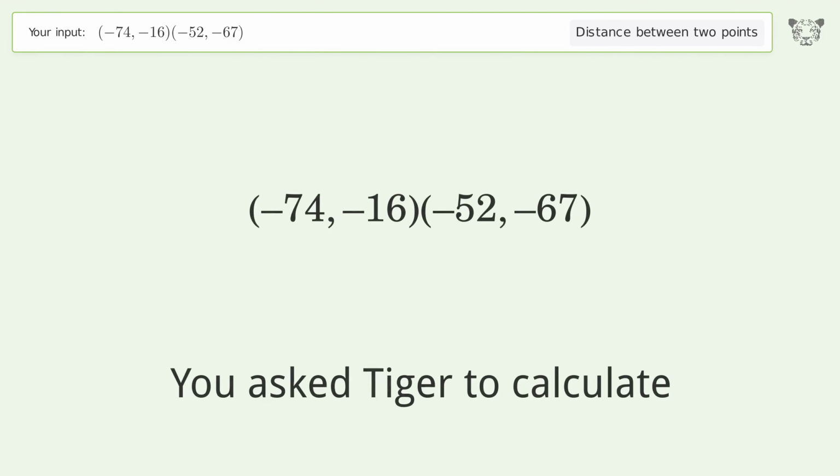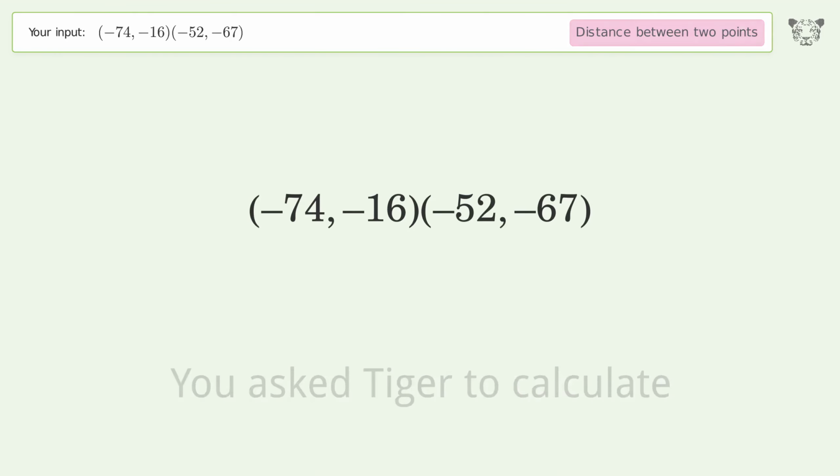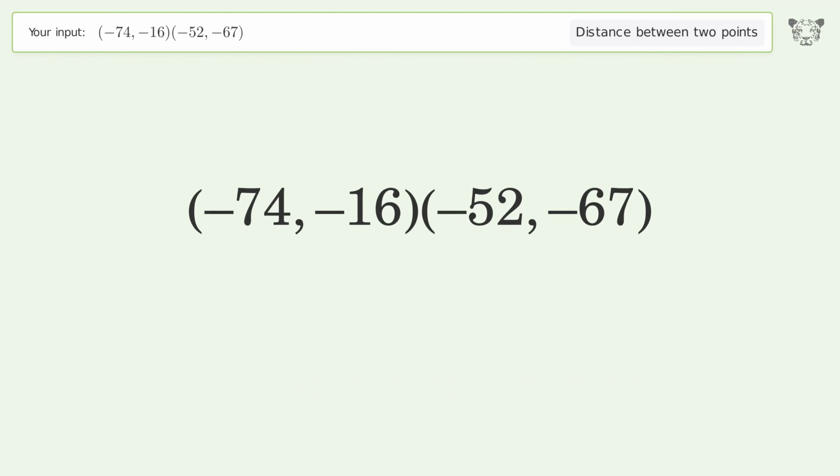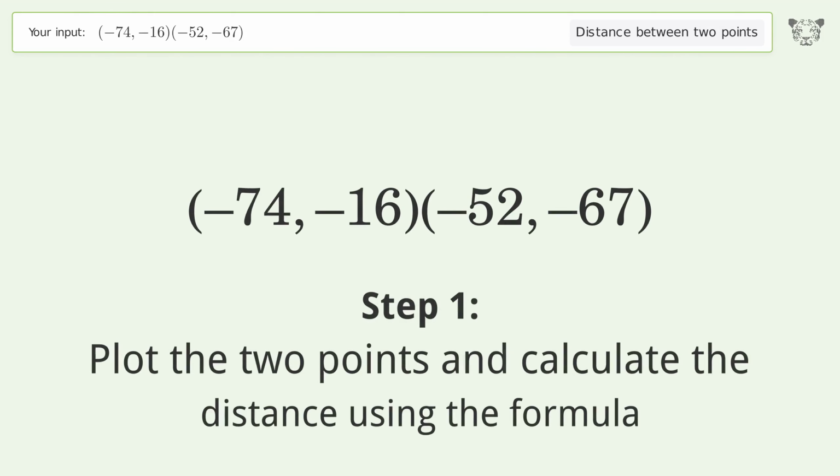You ask Tiger to calculate. This deals with the distance between 2 points. The distance between the 2 points is the square root of 3085 or 55.543. Let's solve it step by step. Plot the 2 points and calculate the distance using the formula.